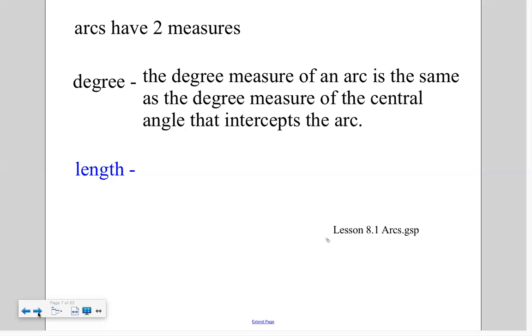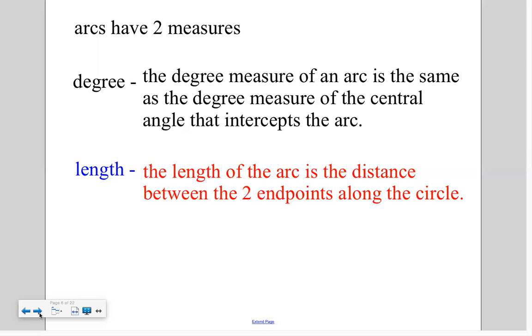So the other way that we can measure is by length. The length of an arc is the distance between the two endpoints along the circle. And we could measure this, like I said, if we curved a ruler around, or we took a piece of string and put it along those two endpoints and then straightened the string out and measured it, we could figure that out.